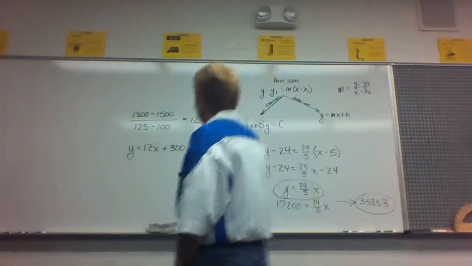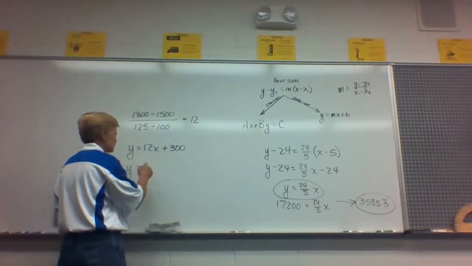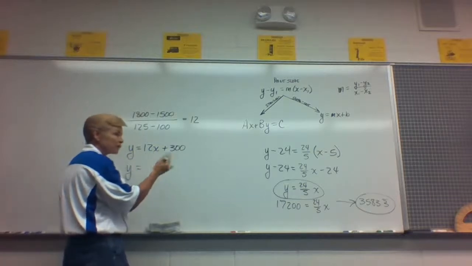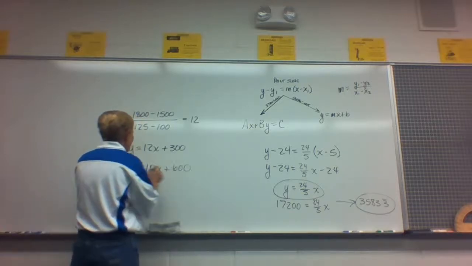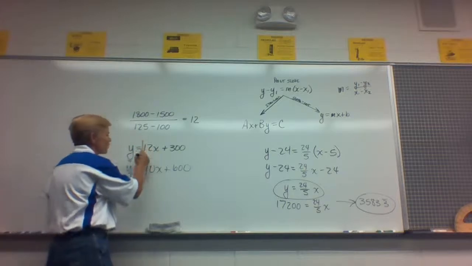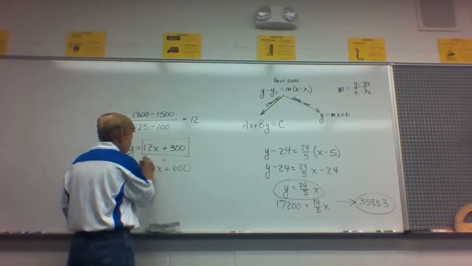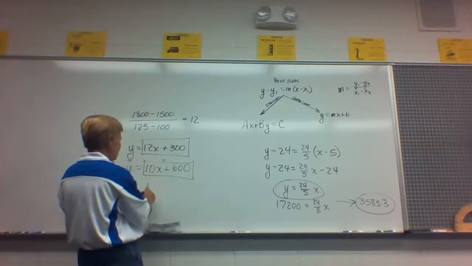Well, this is the cost for Lakeview. And this one's the cost for Sunview. I don't know if they're both views, but you know what I'm talking about. Lake and Sun, okay? There's 10x plus 600. When will this cost equal this cost? And the answer is when this expression equals this expression. Yeah, exactly. Set them equal.